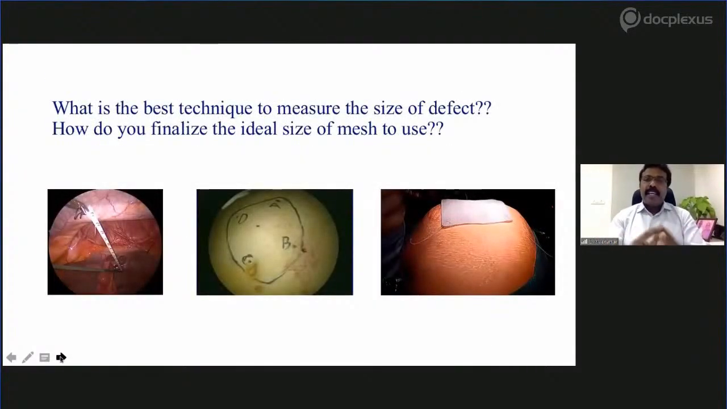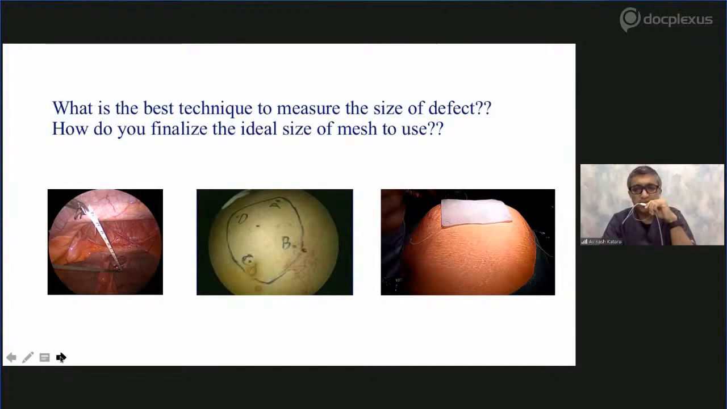What is the best technique to measure the size of the defect? How do you finalize the ideal size of the mesh to be used? Dr. Avinash, you have to answer this. Yes, the best way to measure the size would be what you see intraoperatively with the scale, and even your pre-op CT scan gives you a very decent accuracy as to the size of the hernia. Many of us, with time, get a little lazy and just eyeball it and give a rough size of the hernia.